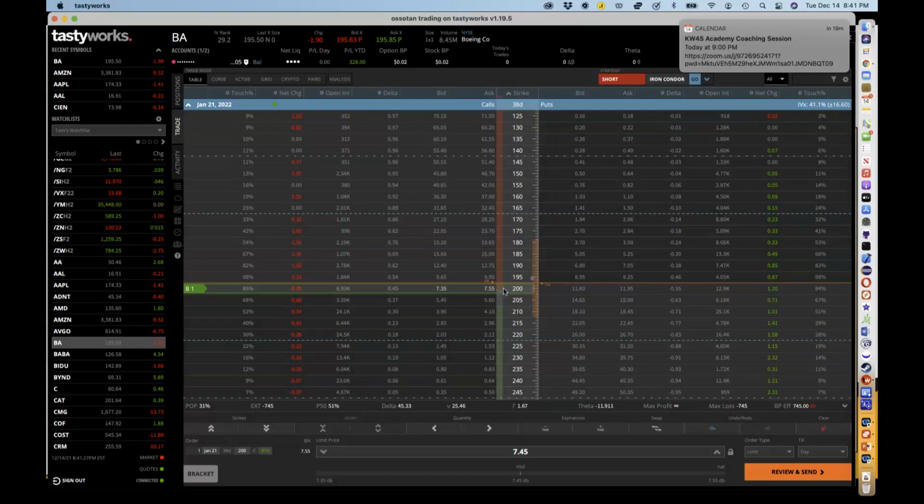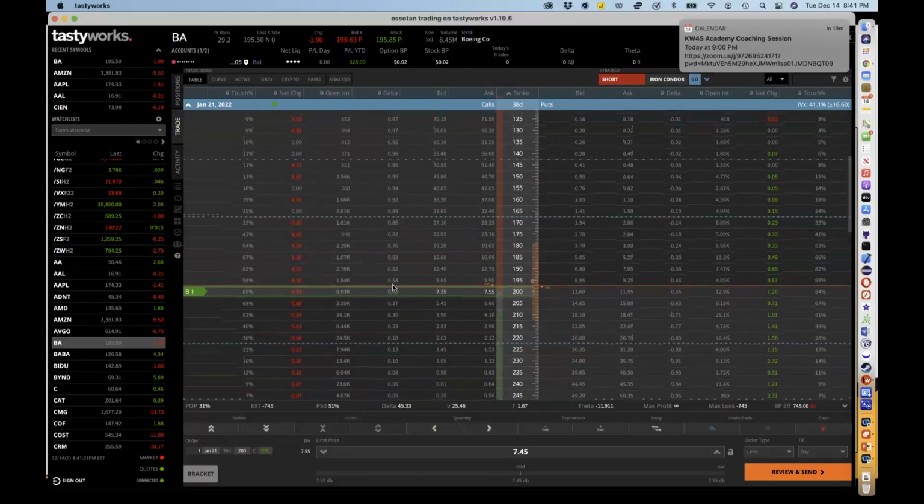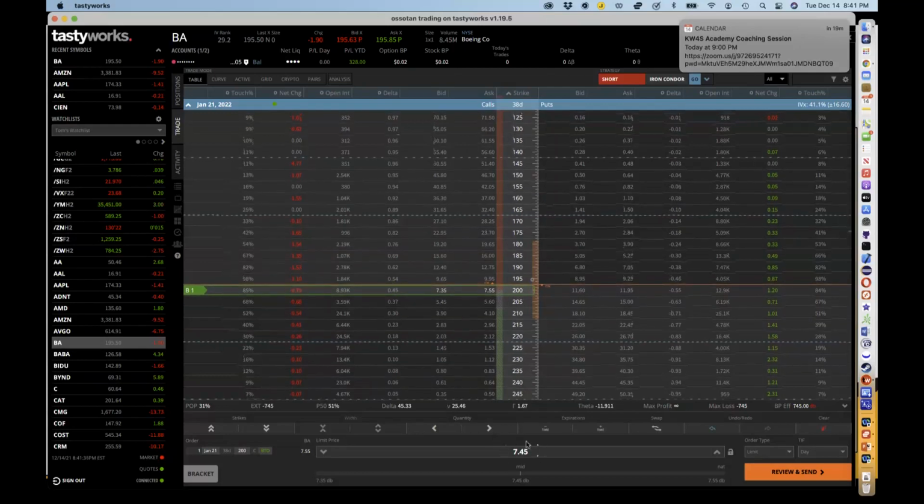So if you buy this contract here, you're not buying 200 shares. You're not buying 45 shares of Boeing. No, you're paying this much money for the privilege of controlling 45 shares of Boeing. If Boeing goes up, guess what? You make bank.